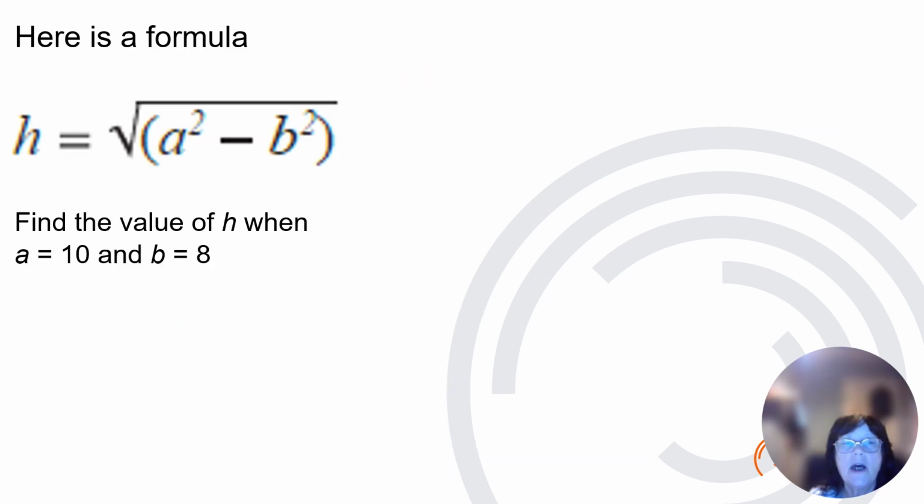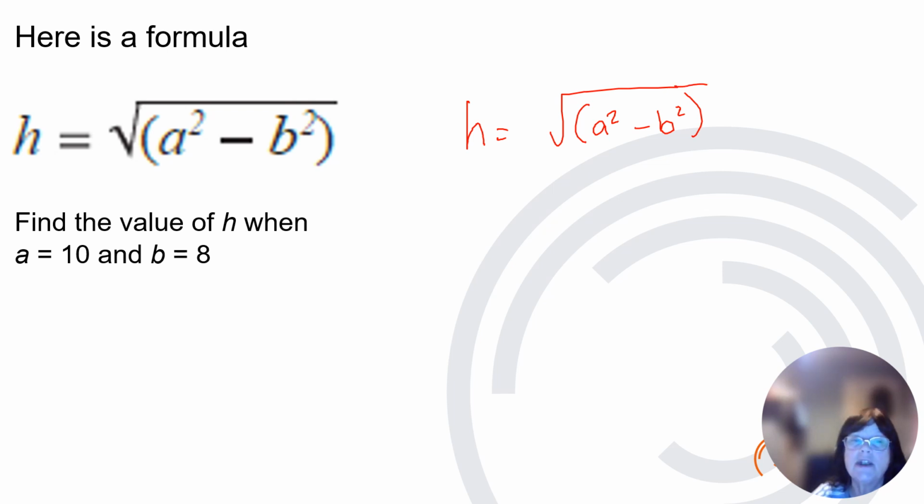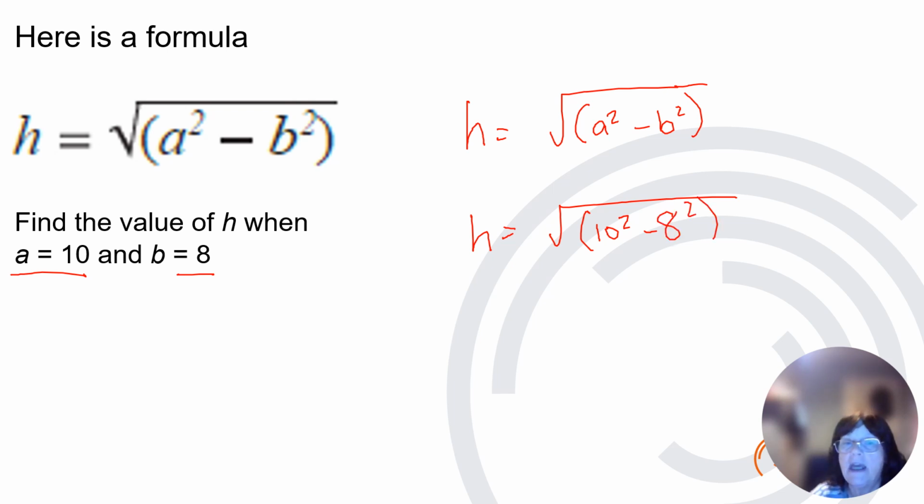Okay, so we're going to start with this question, which is substitution as well as being BIDMAS. So let's have a look what this actually means. h is the square root of a squared minus b squared. We have to do the brackets first. Well, a is 10, so let's rewrite that with the correct numbers in. So that's 10 squared minus, b is 8, so 8 squared. So we have to solve the brackets first.